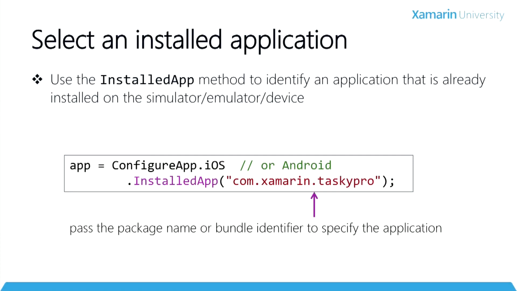To identify an app on the simulator or the device, we use the installed app method. This same method is used on both iOS and Android. On iOS, you need to specify the bundle identifier, and on Android, you use the package ID. When the tests are executed, the system will launch the app on the device and begin running the tests.